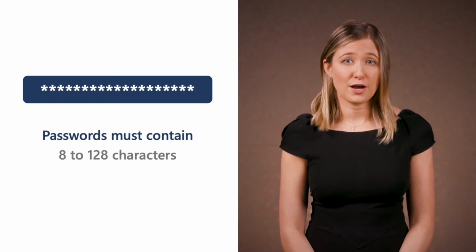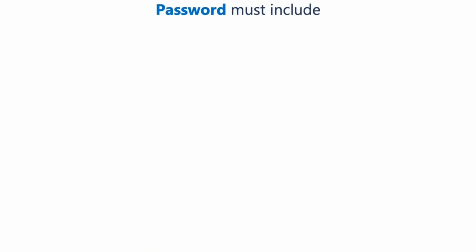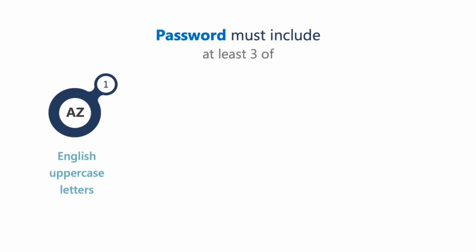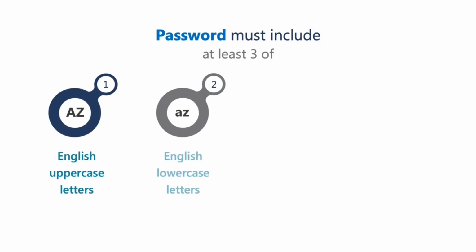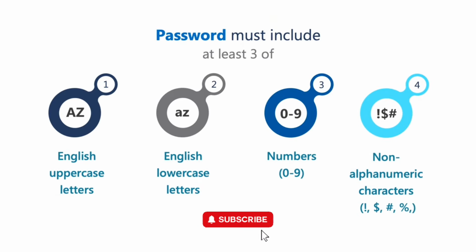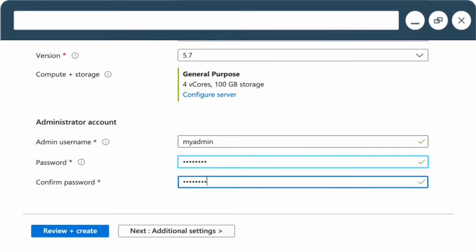It's important to note that the password must contain from 8 to 128 characters. And your password must contain characters from 3 of the following categories: English uppercase letters, English lowercase letters, numbers 0 through 9, and non-alphanumeric characters, such as exclamation point, dollar sign, hashtag, percent sign, and so on. The last step is to review, and once you've specified the appropriate settings, select the Review and Create button to provision the server.